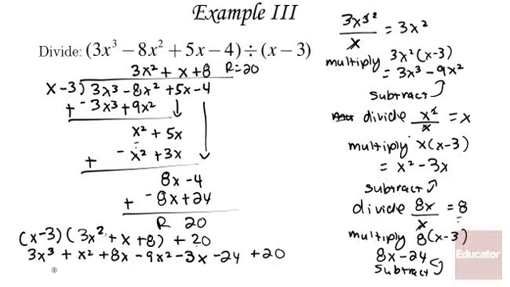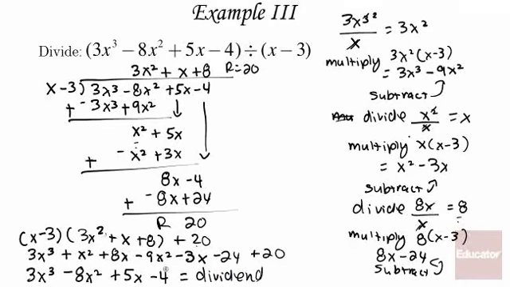Now let's simplify. I only have one x cubed term, so that stays 3x cubed. For x squared terms, I have x squared and negative 9x squared. That leaves me with negative 8x squared. For x terms, I have 8x minus 3x, which is going to leave 5x. Negative 24 plus 20 is going to be negative 4. And this equals the dividend. Looking back up, I have 3x cubed minus 8x squared plus 5x minus 4. So this checked out. And my quotient is right up here by long division, and I double checked it.